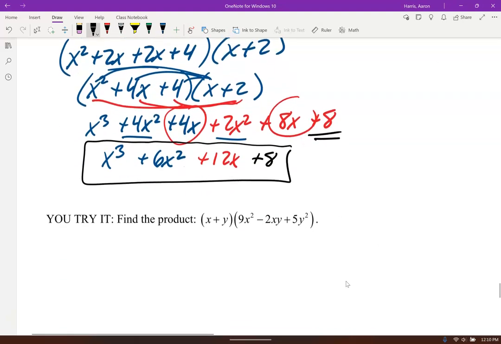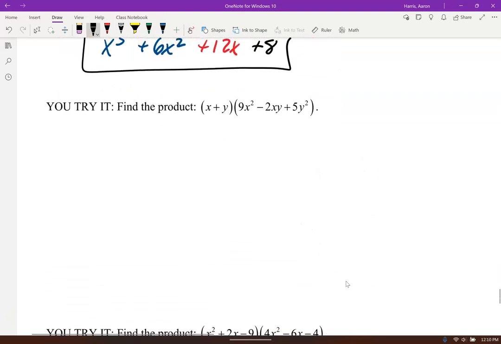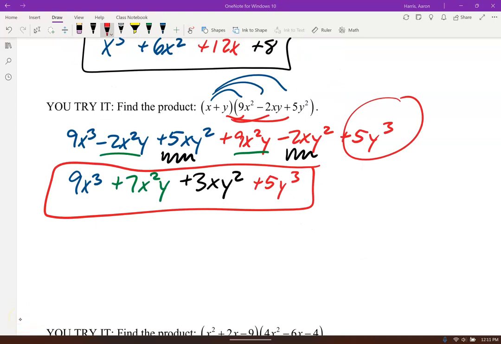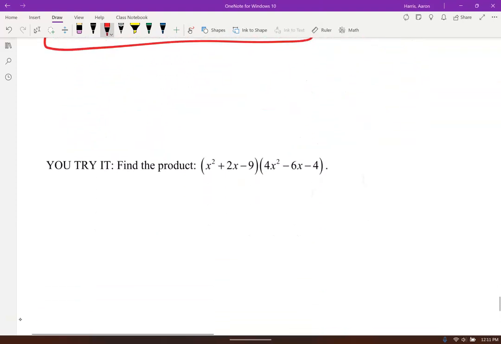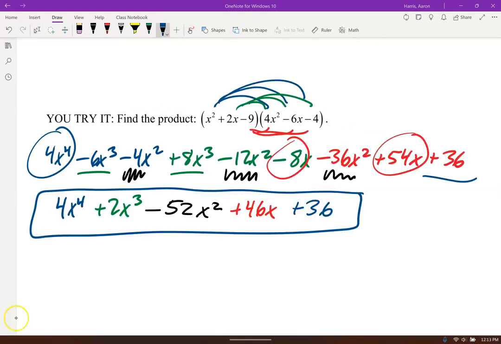Go ahead and pause this next one here. We'll try that. There's that one. Took the x through to everybody in blue. Took the y through everybody in red. Combined like terms. And here's our last one here. And there's our last one. If you want to check that, that'd be great.